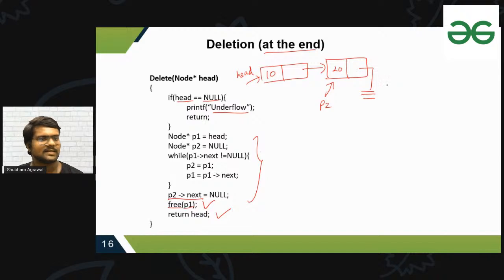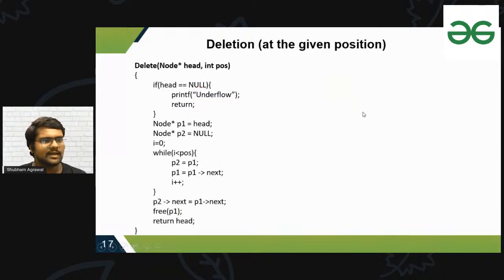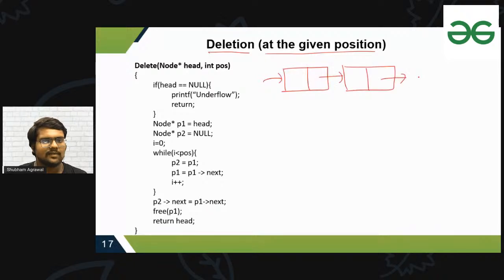So let's see how we can delete a node from a given position. We have a linked list, and we want to delete from a specified position. Here it is head. And we want to delete from the specified position.